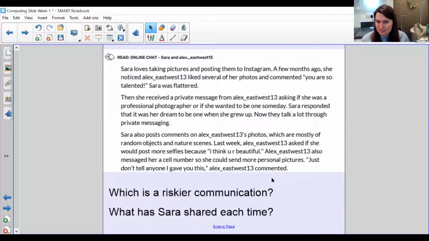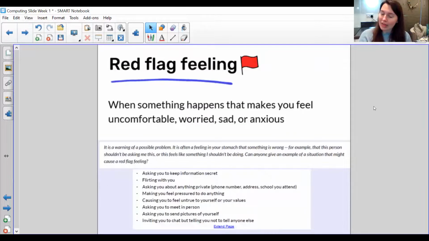Now, although Sarah hasn't given much information away, she did let the person know that she wants to be a photographer. And now that person is asking more about sending photos and pushing her, and that comment, "Don't tell anyone I gave you this number." There's something secretive going on there. That's also a sign that something is not quite right if someone is telling you not to show something to someone. That leads us onto that red flag feeling.